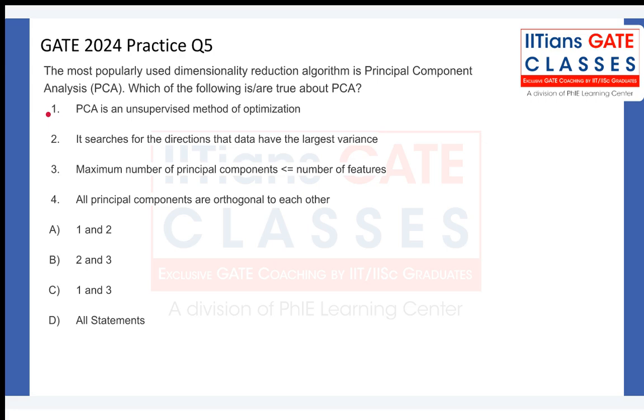The maximum number of principal components that you get will always be the number of features, and you may reduce it, so you'll get less than or equal to the number of features. And obviously, a requirement of PCA is that all the principal components are orthogonal to each other, right? So all the statements are correct. This is a very important question for your exam.